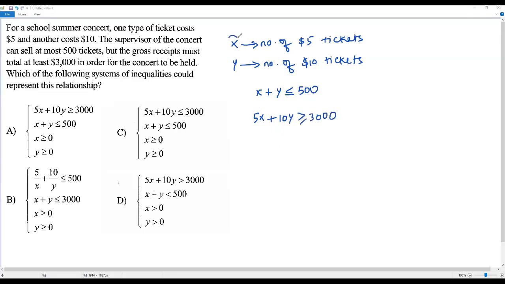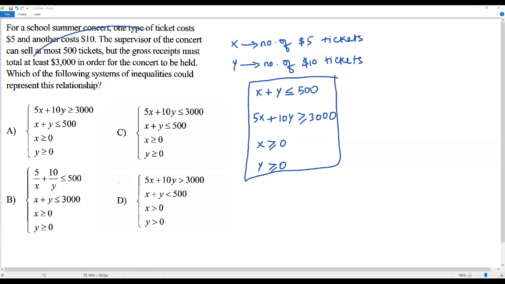And also, since x and y represent the number of $5 tickets and the number of $10 tickets, they can never be negative. Even if no one buys $5 tickets, then the value of x will be 0. And we have the same thing for y. So x can be either a positive value or even 0. That is, x can be greater than or equal to 0. The same for y: y has to be greater than or equal to 0. So this is the system of inequalities we have for the given situation.